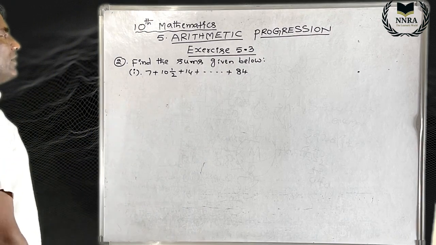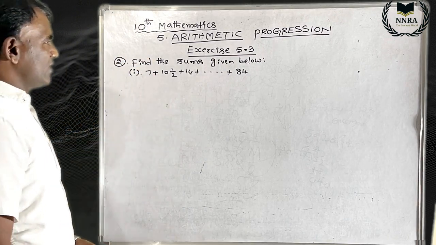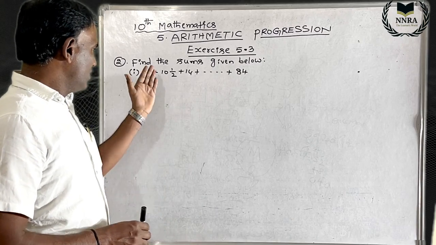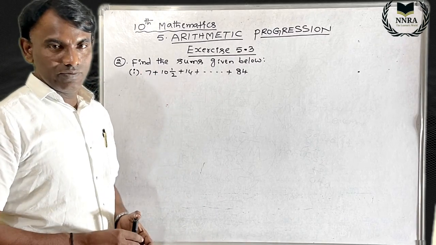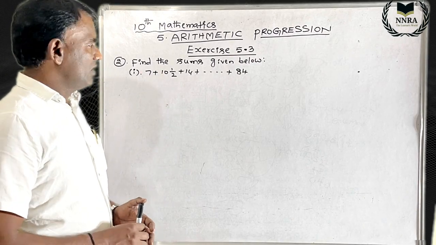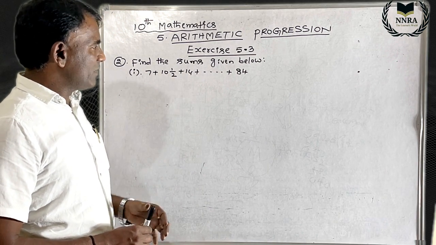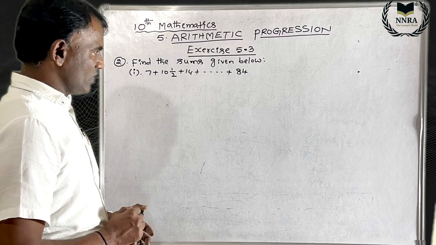Okay, so today we discuss second question 5.3. This is the first sub question. Find the sums given below. That is the given question: 7 plus 10 1 by 2 plus 14 plus so on plus 84.